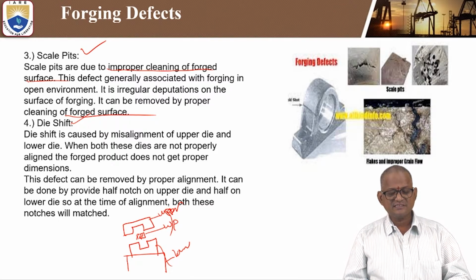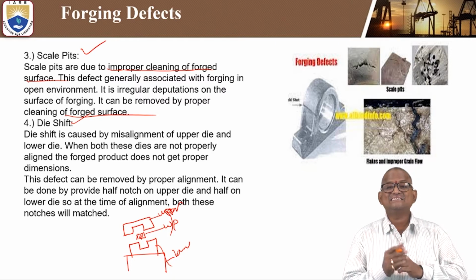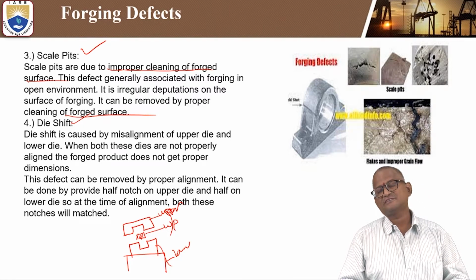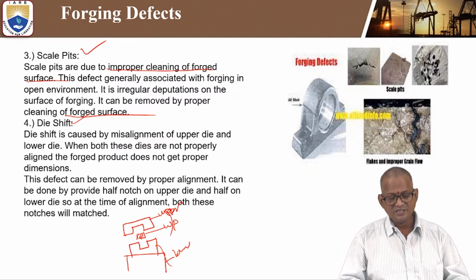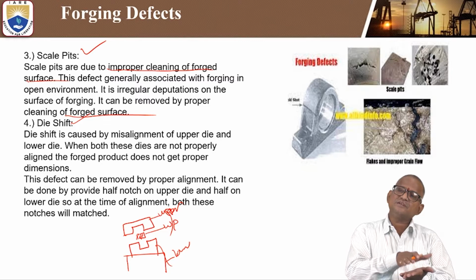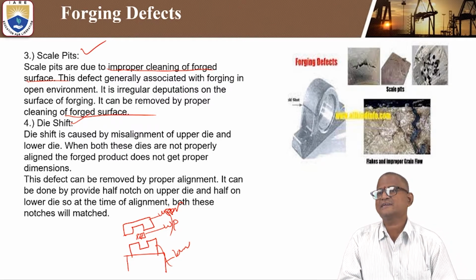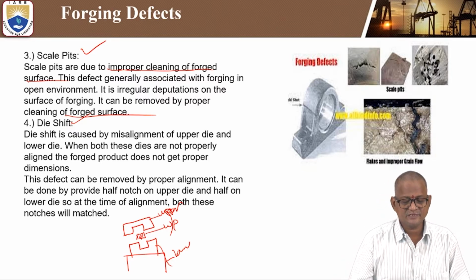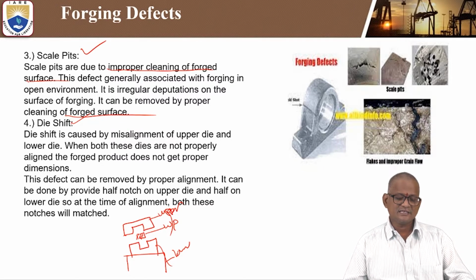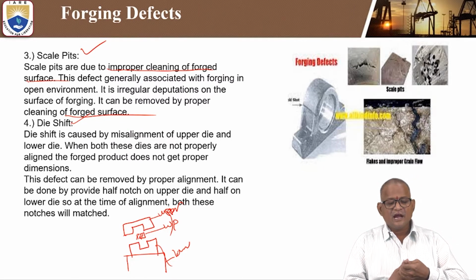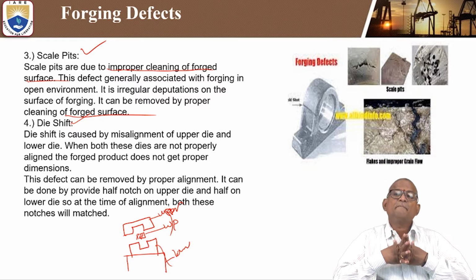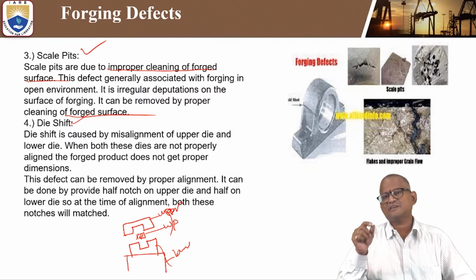When both these dies are not properly aligned, the forged product doesn't get proper dimensions. Because of die shift, dimensional accuracy can be very low. To get good dimensional accuracy, you should properly align the bottom die and top die, so they are correctly matched. This defect can be removed by proper alignment, which can be done with a half notch on the upper die and a half notch on the lower die, so that at the time of alignment both notches will be matched. The notches can be rectangular or triangular, etc.